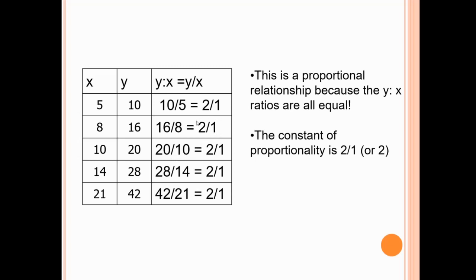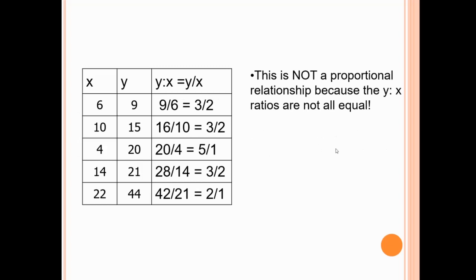As you can see, as we go down the table, we have a constant ratio, which implies that we have a proportional relationship. Yes, because we have the constant of proportionality, which is 2 over 1, or just 2. So the value of y is always 2 times the value of x. So we have a proportional relationship.